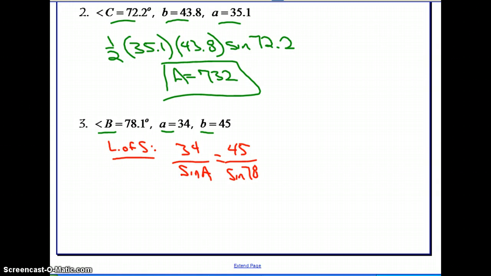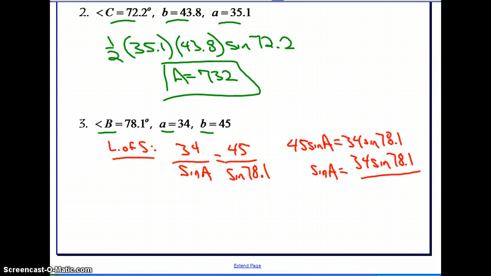And we're actually getting ahead of ourselves just a little bit. We're going to do more of this in section 2, but this will work for right now. Solve a proportion, cross multiply. I get 45 sine of A equals 34 sine of 78.1. And the sine of A is going to equal 34 sine 78.1 divided by 45.